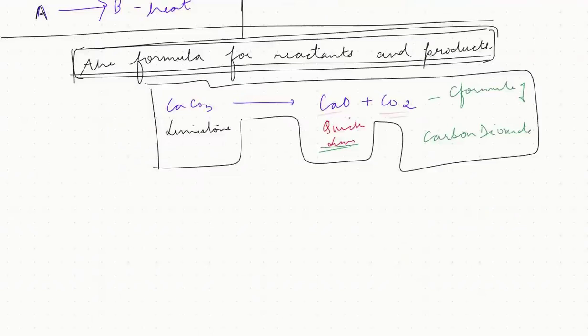Actually, I have one question. Can products also go back as reactants? If they do, it would then be called a reversible reaction. If they do not, then it would not be called reversible.